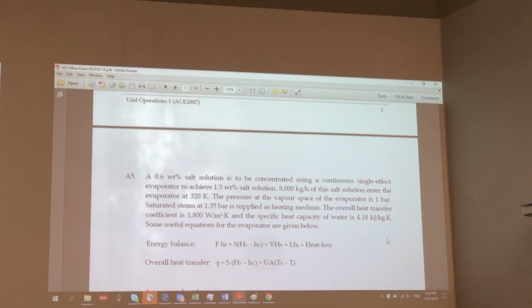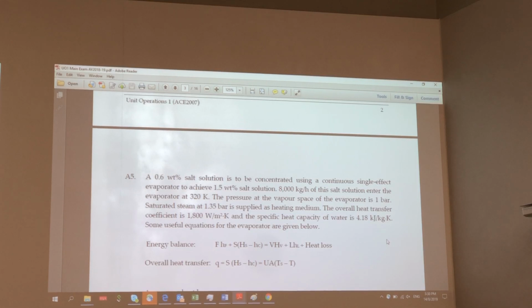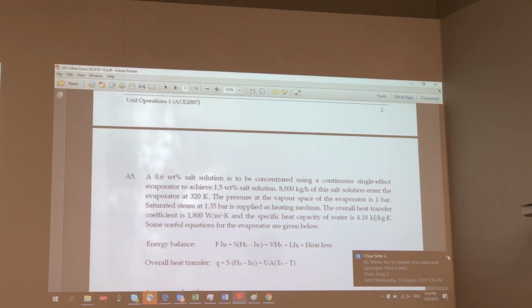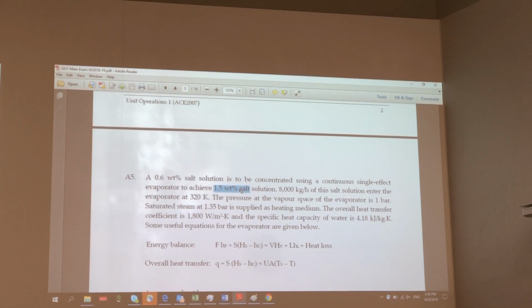But you see here, we already gave you the necessary two equations. You no need to memorize these two already. But please take note. The change is from 0.6 to 1.5. Is it a dilute solution? Can we consider it the same as water? Yes, very good.